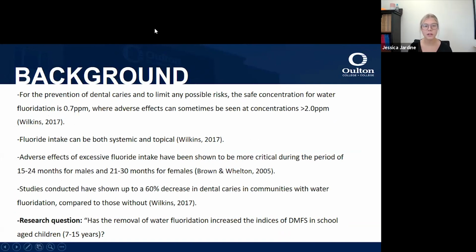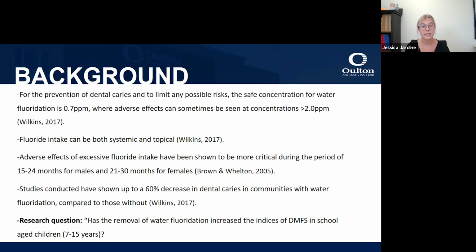Okay, so for the prevention of dental caries and to limit any possible risks, the safe concentration of water fluoridation is 0.7 parts per million, and adverse effects can be seen at concentrations greater than 2.0 parts per million. This is why it's very important, if you're living in a community that has well water, to get that tested for those amounts. Fluoride can be taken in both by systemic and topical concentration. Systemic means it is in your water, and topical means that you have fluoride in your toothpaste and mouth rinses, and even professional topical fluorides that you may get at the dental office.